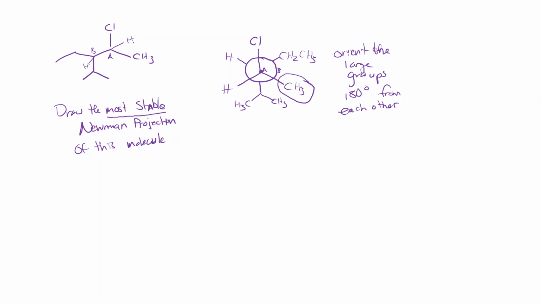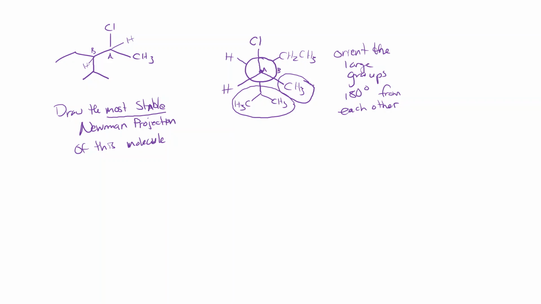CH3 is larger than Cl, it's larger than H. On carbon B, the largest group is going to be this isopropyl group because, again, it has the most sigma bonds. So notice that even though the ethyl group is larger than the methyl group, it doesn't matter because we're just looking at what are the large groups in carbon A and what is the large group in carbon B. And then once we know that, we orient them 180 degrees from each other.